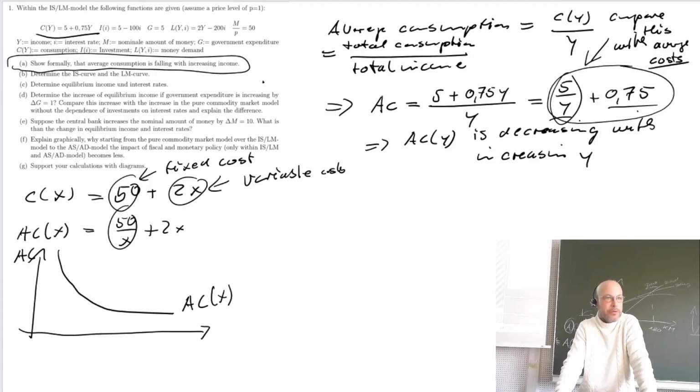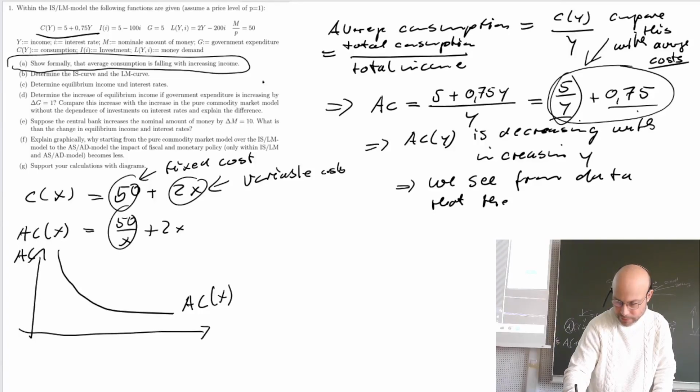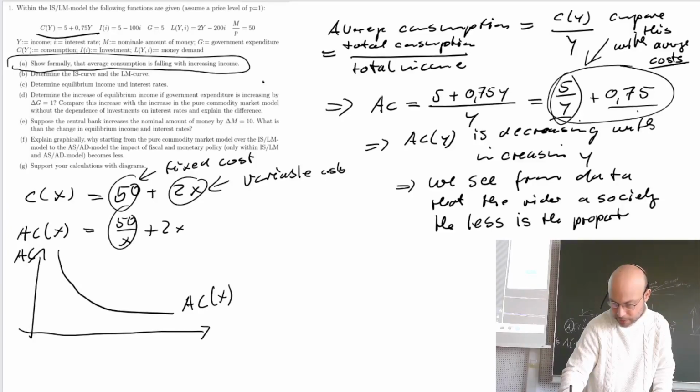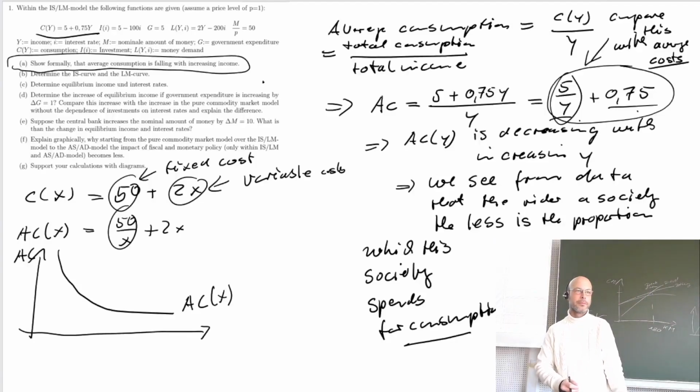Why we are doing this in macroeconomics for consumption is because we see from data that the richer a society, the less is the proportion which this society spends on consumption. Well, I think this is reasonable.